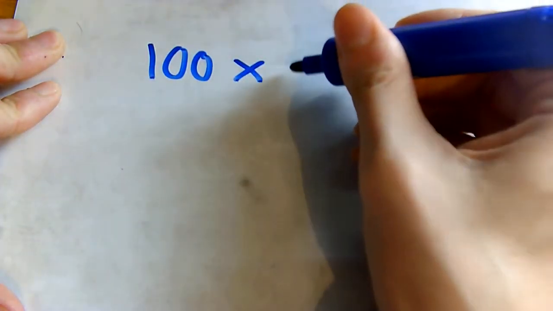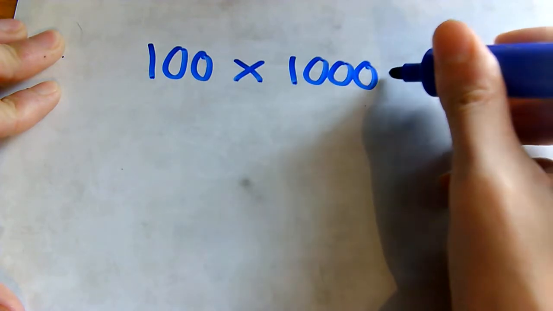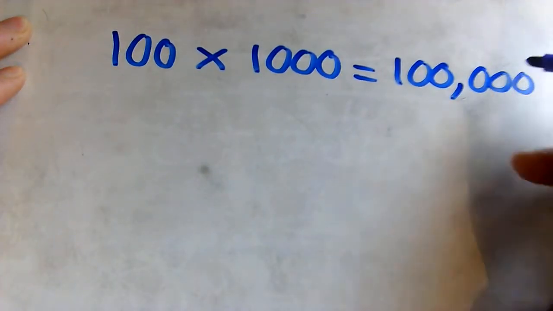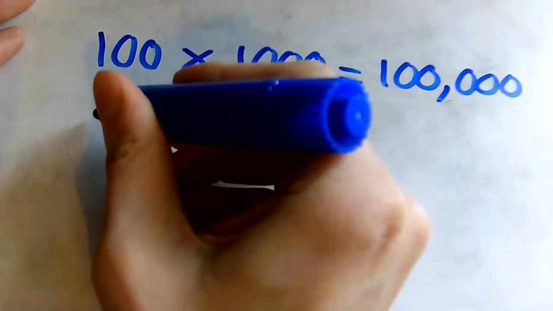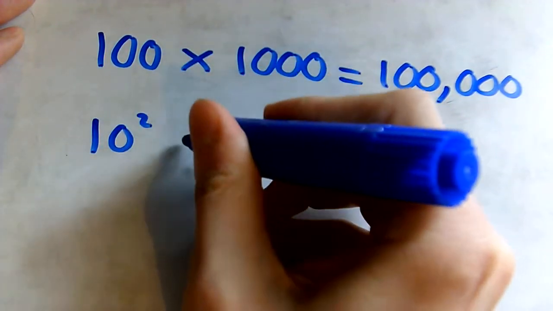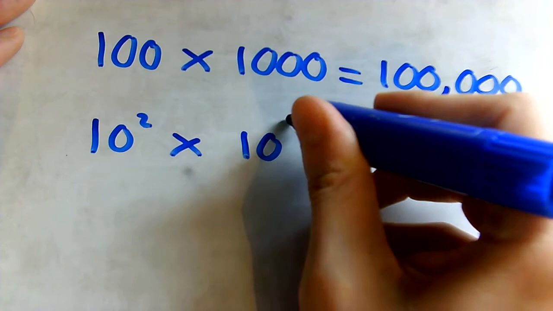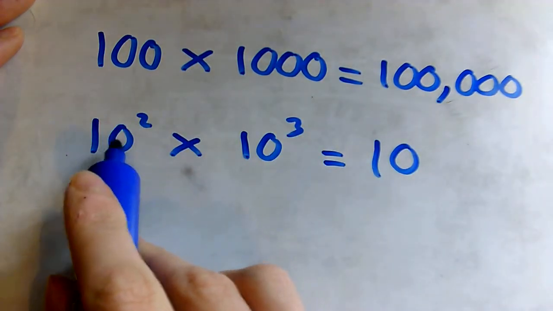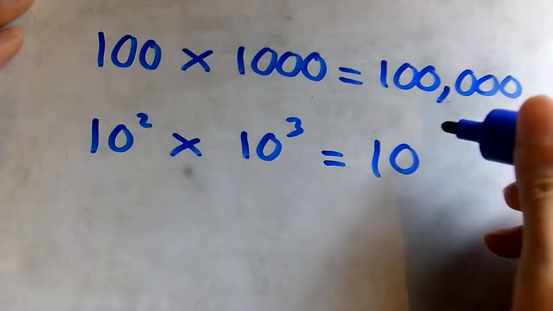So if we think about powers of 10, what is 100 multiplied by 1000? Well, of course, it is 100,000. This could be written as 10 squared multiplied by 10 cubed. And of course, if you have the same base, you add the powers.